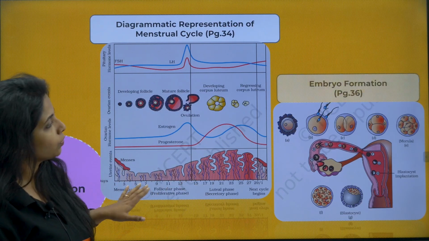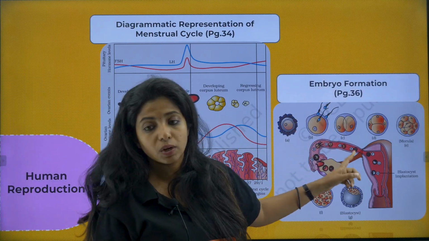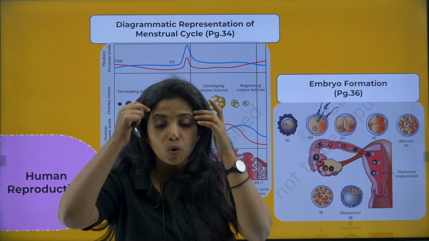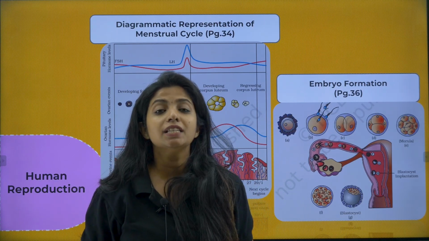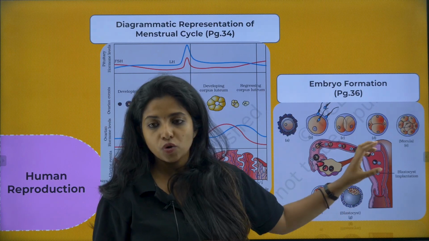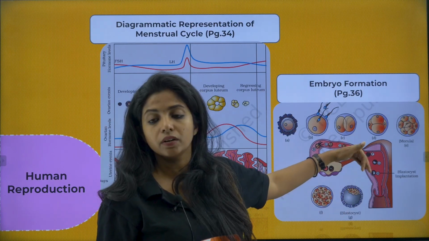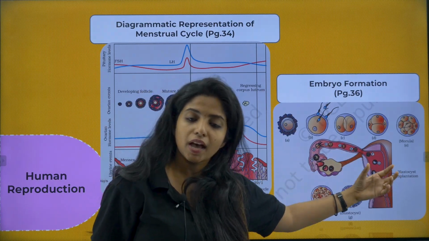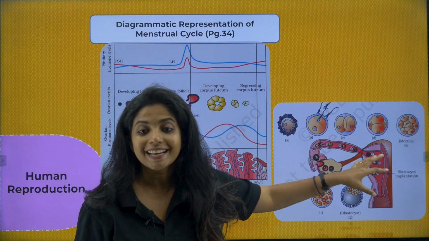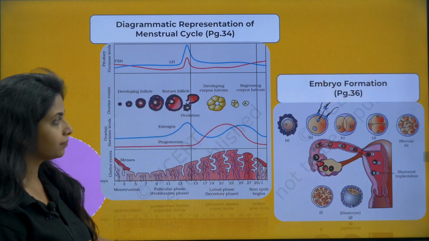Now over here the embryo formation you should be knowing. Morula is the 8 to 16 cell stage, and in which stage does it get implanted? It gets implanted in the blastocyst stage, my dear children, not any other stage. So morula means 8 to 16 cell stage, then it will roll down, divide and form blastocyst, which will finally get implanted up over here.